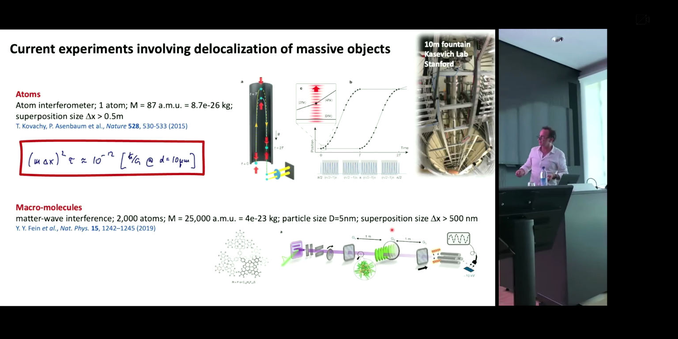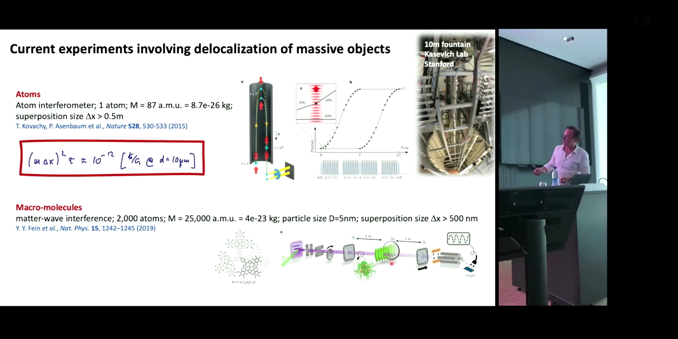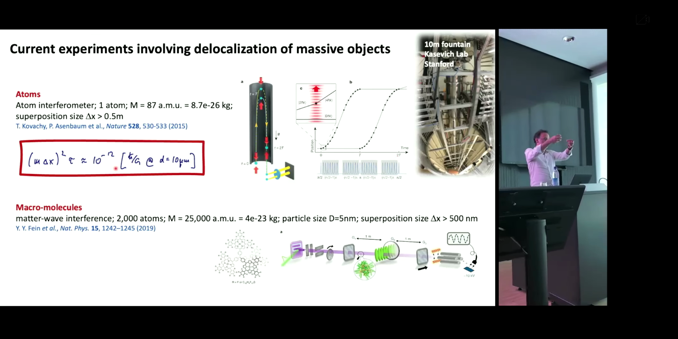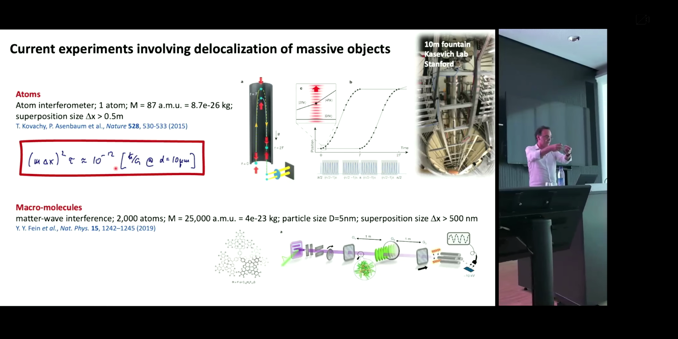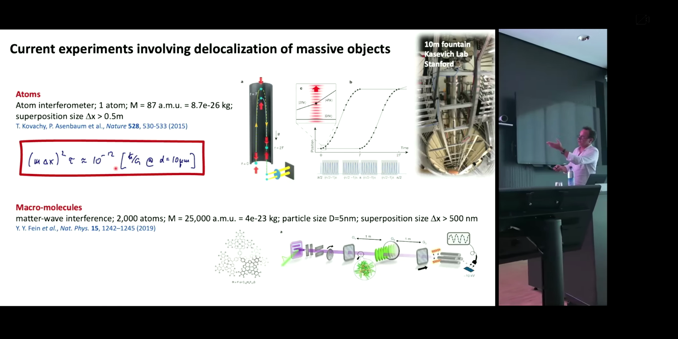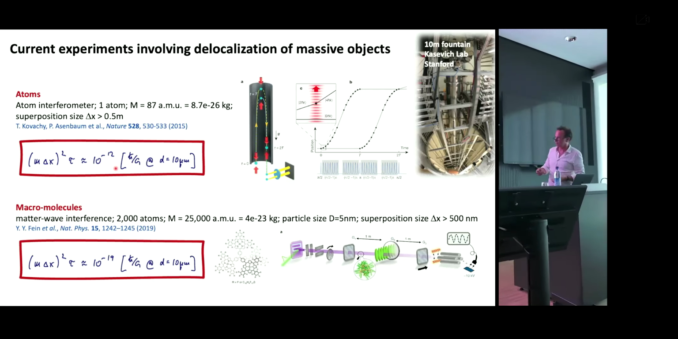If you put in the numbers, you see that in that case the product of mass, delocalization squared, and coherence time is 10 to the minus 12, in units of h bar over G. Assuming a hypothetical distance between the centers of mass of the two systems of 10 micron, it should be 1 in order to create entanglement. For the atoms, it's not really surprising. For the molecules, it also doesn't work. We are falling short by 19 orders of magnitude.